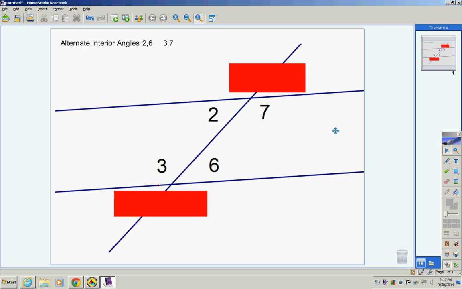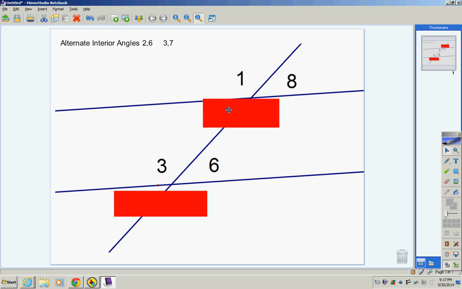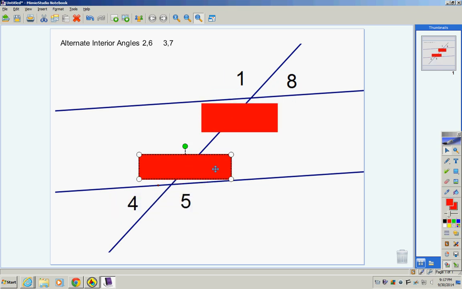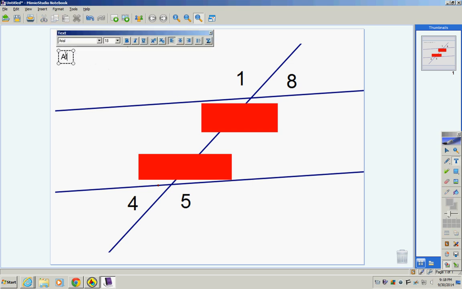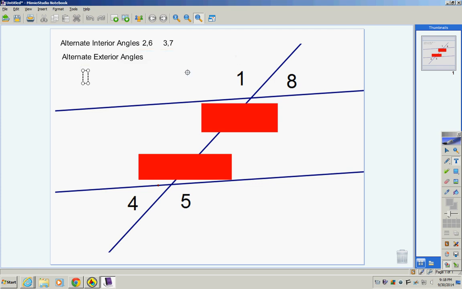All right. Well, I'm going to change things up a bit, and I'm going to move this down here. And now what do you notice? I have angles that are on the outside. Guess what those are called? I bet you thought it was alternate exterior angles. They're called alternate exterior angles because they are on the outside in alternate spots. So can you guess what those would be? Well, if you said 1 and 5, you would be correct. 1 and 5 are alternate exterior angles because they're alternate spots, and 4 and 8 are alternate exterior angles.